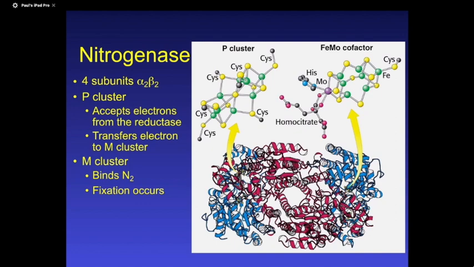The nitrogenase actually has a cluster that holds onto the electrons for just a little bit to be able to transfer over to the iron-molybdenum cofactor, at which the nitrogen actually has the reactions with the electrons and the hydrogens at that particular place. So we have a P cluster and an M cluster.